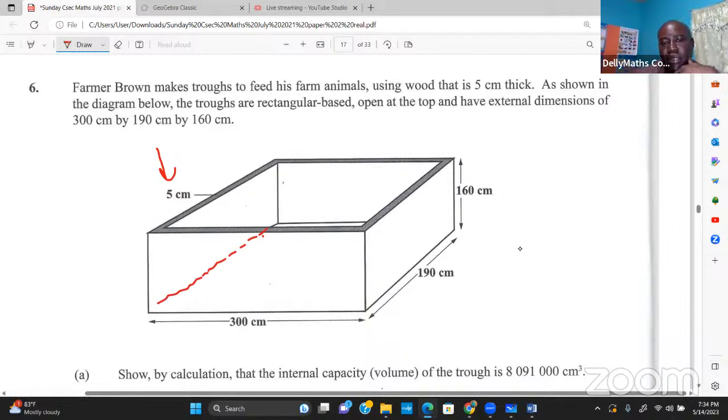Basically, they're saying that there's a rectangular base down there, right? It's open at the top. So it's open at the top, which means there's no thickness for the top, but you can see that the thickness for the height is 1 dimension. Look, they're telling us about the external dimensions, which are 300 by 190 by 160. External dimensions.